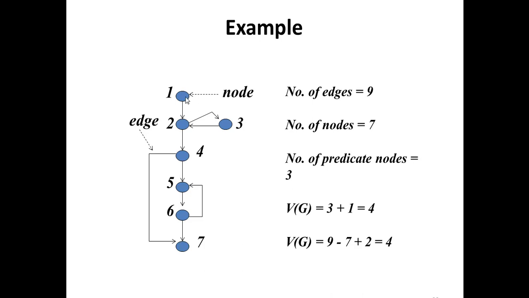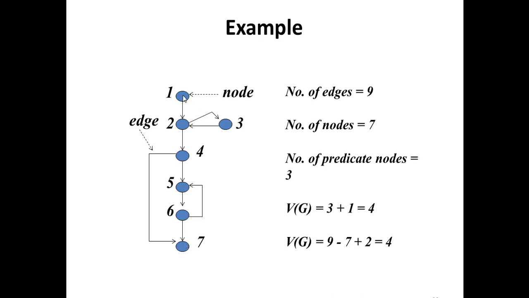The third path: we will start with node 1, then we will come to node 2, then we will come to node 3, then we will come over here, then we will come to node 4, and from here we will take this particular path, and then we will reach 7. So this is the third independent path we have.